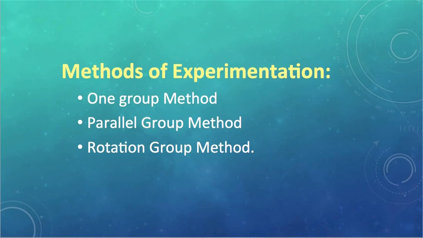Then the method of experimentation may have three kinds: one group method, parallel group method, or rotation group method. This means the experiment can be done on one group, on two parallel groups, or on a rotation basis.